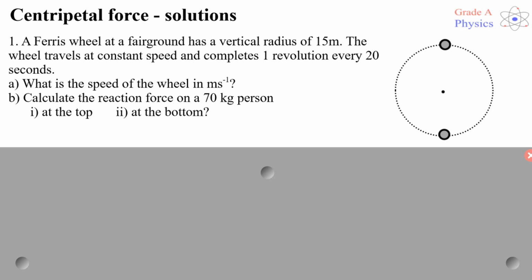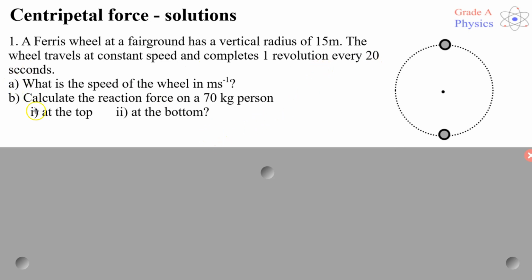These are the worked solutions to the centripetal force practice questions, focusing on applications, so Ferris wheels, banked corners, and so on. Let's have a look at question 1. So this is a really typical exam question. We've got this vertical circle, a Ferris wheel fairground ride. We're given the radius, and it says it's constant speed. It normally would be, and we're told it's 1 revolution every 20 seconds.